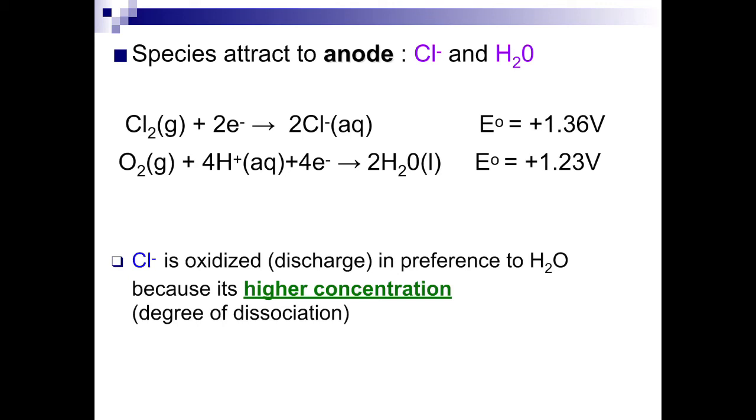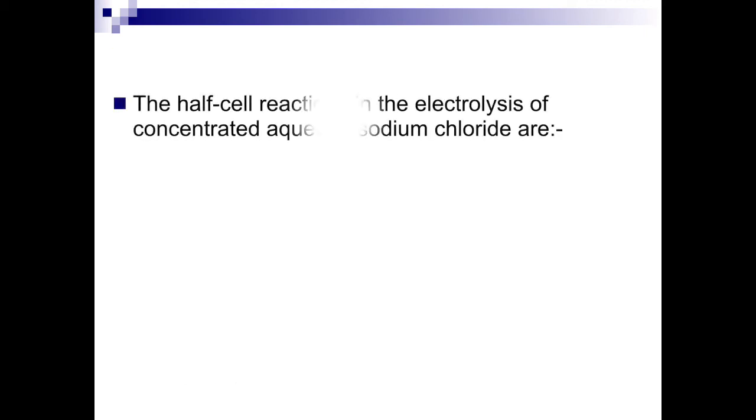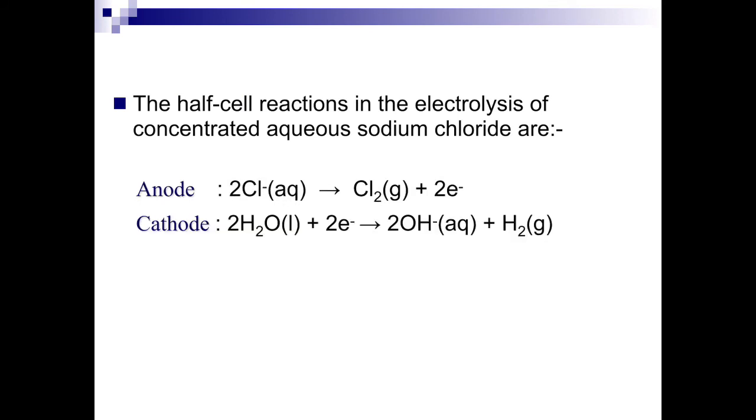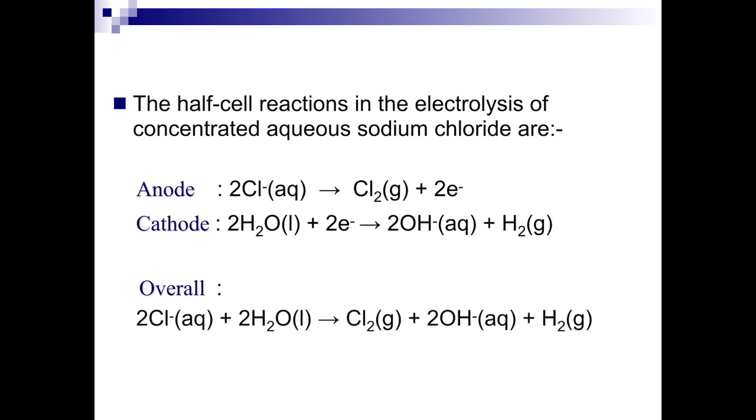So, if the difference in the inert cell is small, we will select the ions from the salt because of the higher concentration. Thus, the reaction at the anode will become 2Cl minus oxidized into Cl2 gas plus 2 electrons. The half-cell reactions and the overall cell reaction are as follows. Can you predict what the observation and the products are? Well, by looking at the equations, we know that Cl2 is produced at the anode, so the observation must be bubble gas produced, and at the cathode, bubble gas is also produced, representing the hydrogen gas.